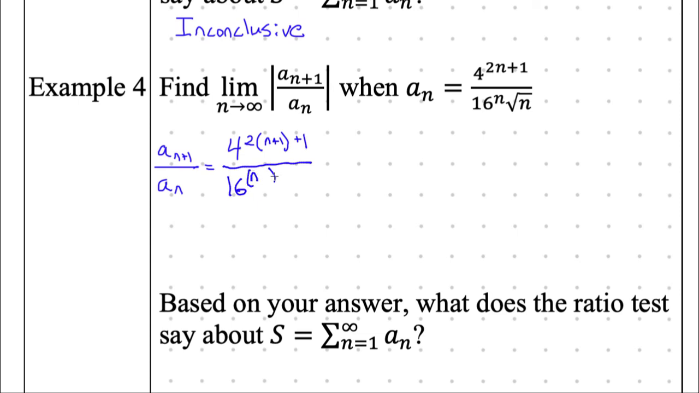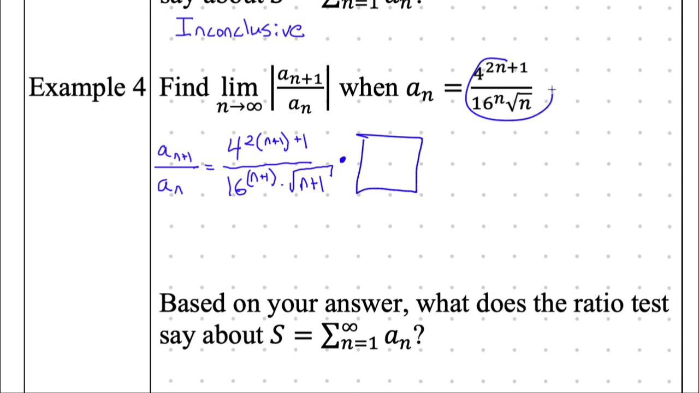16n. This used to be n, but now it's n+1. It's not the nth root. If it was inside this index, then it would be an nth root. So it's to the power of n+1, and this is times the square root of n+1. Perfect. That's the n+1. That's the numerator. And then the denominator, again, I'm going to change it, and then I'm going to flip it.